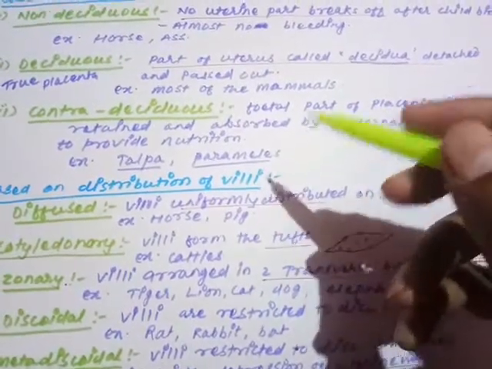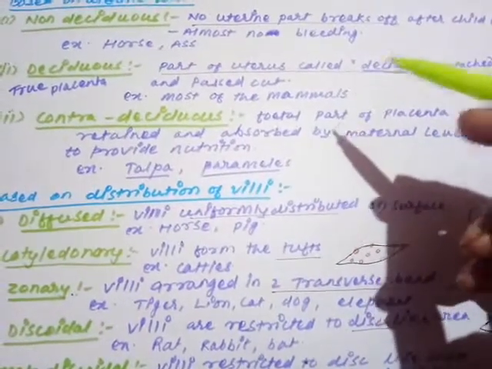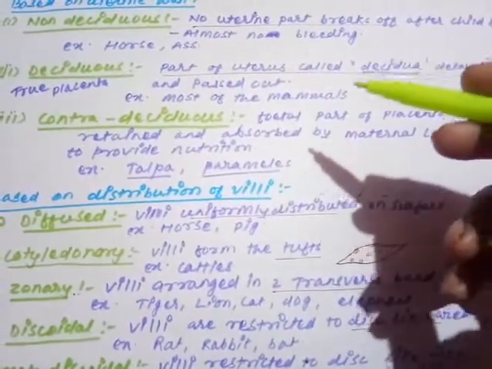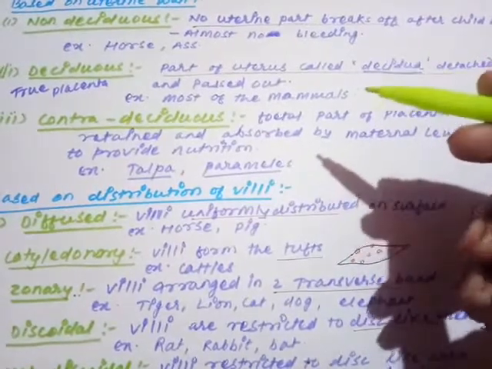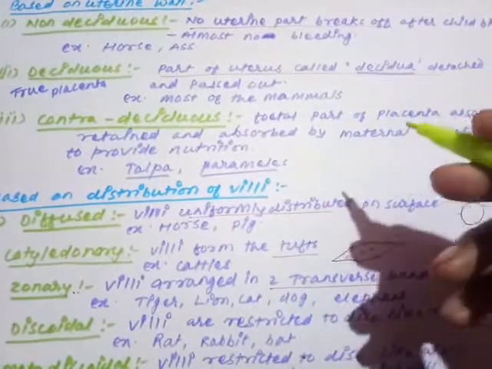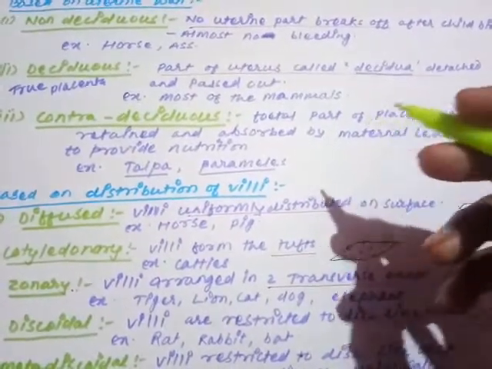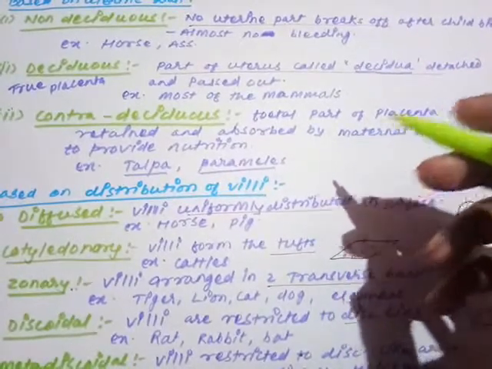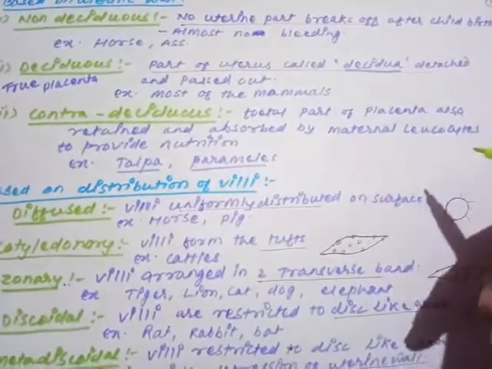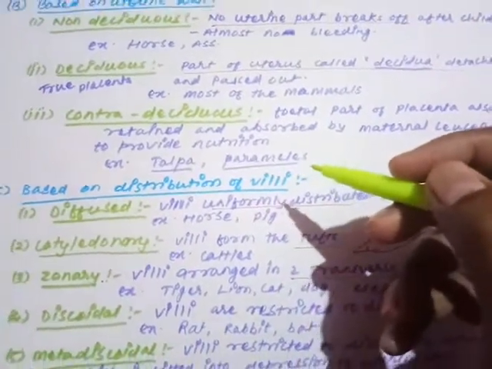Are you getting my point? What happened in the first? The maternal part did not fall off, that is non-deciduous. What happened in the second? The true placenta, the maternal part, that is deciduous, falls off. In the third one, both the maternal part and the fetal part are retained for the seeking of nutrition, and they are absorbed by the maternal leukocytes. This is a very unique case, present in Talpa and Paramylase.